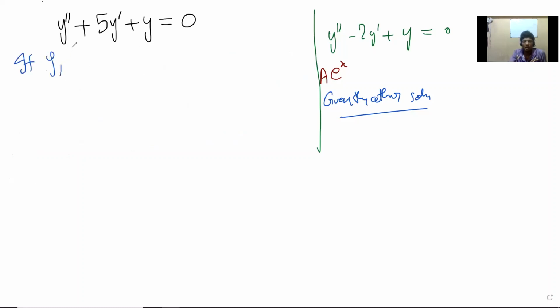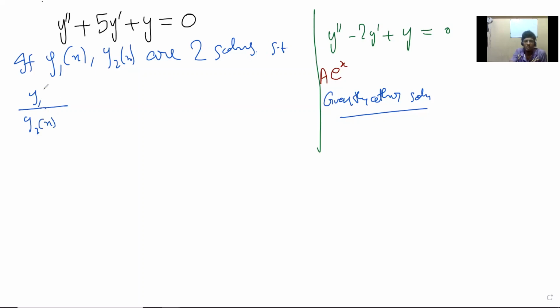Let's see. My point is that if y1(x) and y2(x) are two solutions which are linearly independent, what I mean is that y1 over y2 is not equal to a constant. So one is not a constant multiple of the other. Obviously a constant multiple of the other we can just generate from y1 itself.